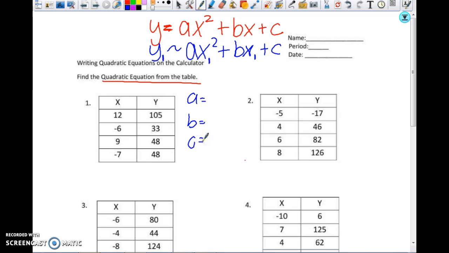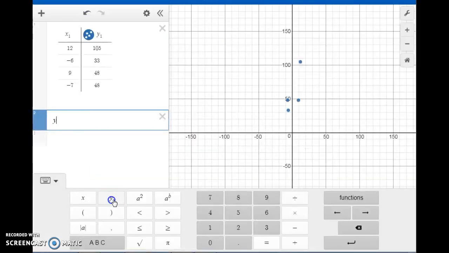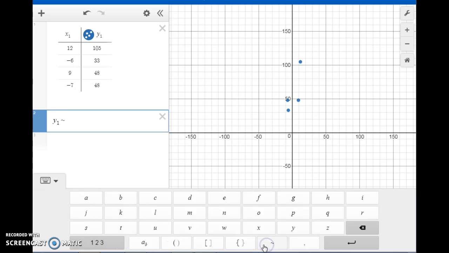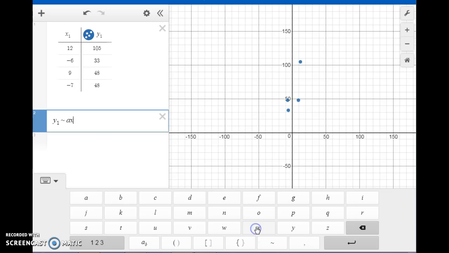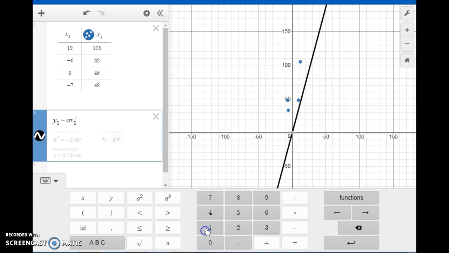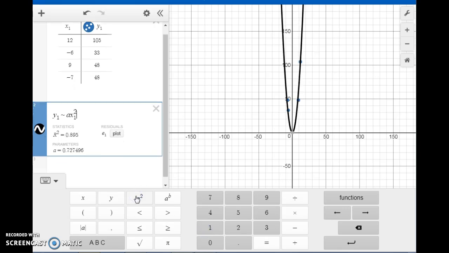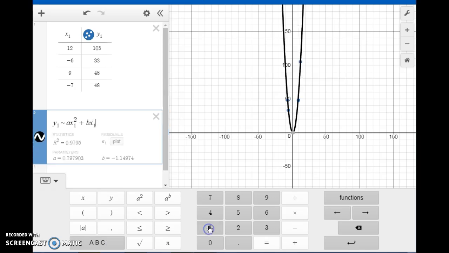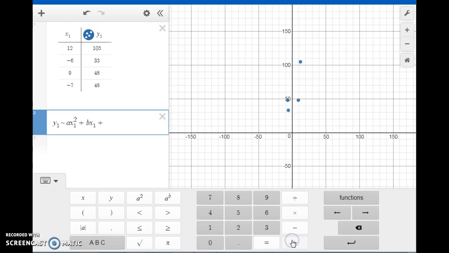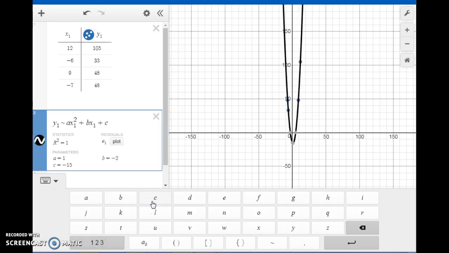So just pay attention how I'm going to type this in exactly the way I see it. So here, you'll do y1, squiggly, remember the squiggly is right here, a, x, 1, it puts the 1 at the bottom, and then you do the square, okay, then you do plus bx, again we put a 1, plus c. Okay, and then once you type this in, you can just leave it.